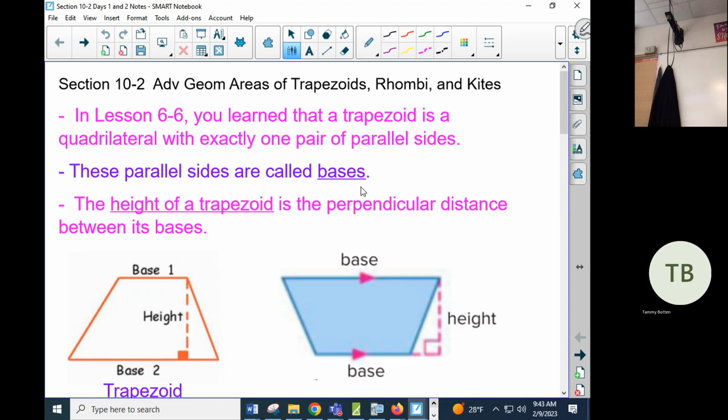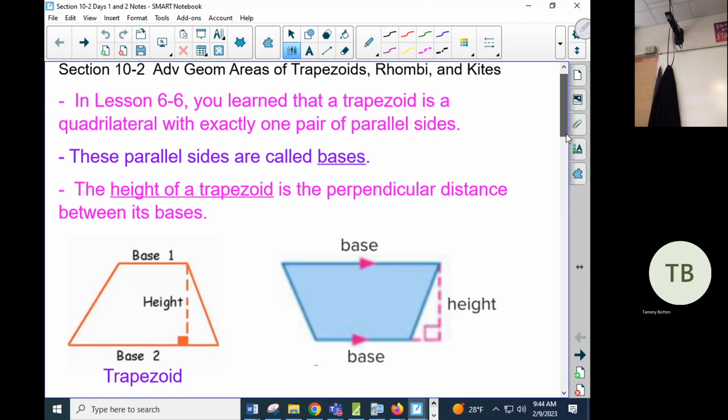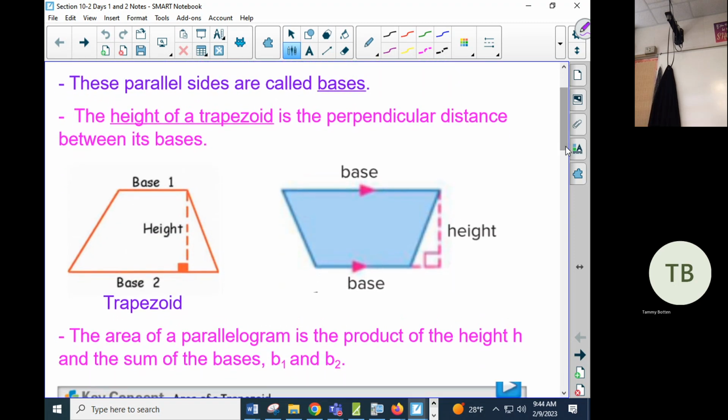Okay. So today, what we are going to talk about is finding the area of trapezoids and rhombi. And then I believe we get into the kites tomorrow. Okay, so first of all, a trapezoid. I believe we talked about trapezoids last trimester.